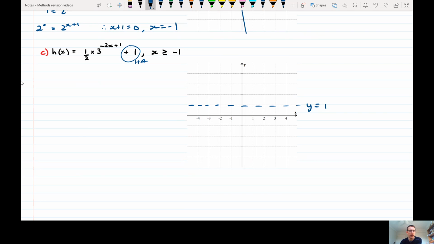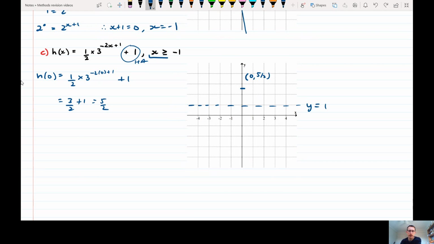And then I'm going to look at my y-intercept. So h of 0 is 1/2 times 3 to the -2 times 0 plus 1, add another 1. Now 2 times 0 is gone, so 3 to the 1. So it gives you 3 halves plus 1, which is 5 over 2, which is 2.5, which is there. 0, 5 over 2. And in this case, the graph is going to go that way, because of this negative in front of the x. Remember that negative reflects it around the y-axis. So it's going top left to bottom right.